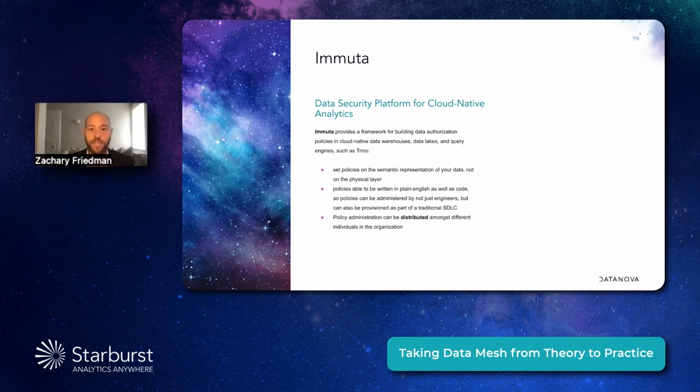Finally, policy administration is completely distributable in Immuta. Because policy administration can be distributed, this is the key enabling feature for how Immuta, along with Starburst, allows domain owners to own policy setting in data mesh.